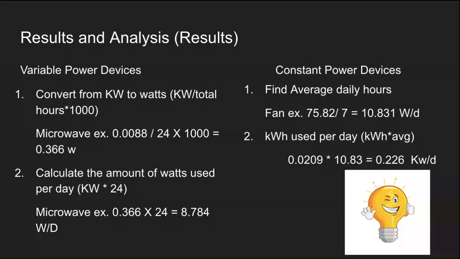And then for my constant power devices, I took my total time and divided it by 7. For example, for my fan, I used it 75.82 hours this week, divided by 7 to find my hours per day. And then for the second step, I multiplied by my average to find my kilowatts per day, as you see below.